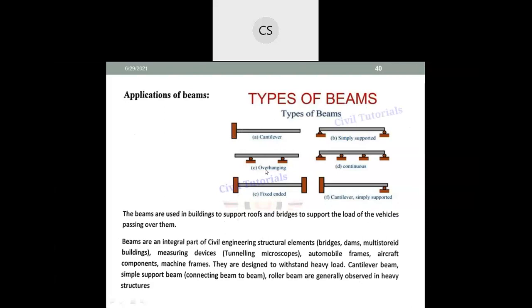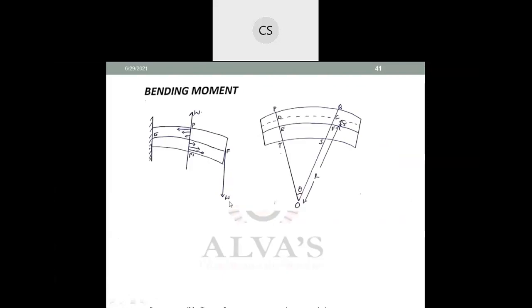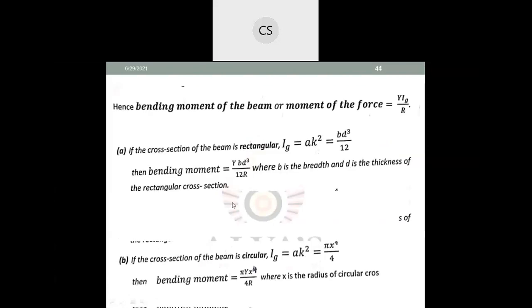The beam is supported with two supports, but not at the ends, but in between. So there will be an overhang. Similarly, continuous beam, that is, the beam is supported at multiple points, more than 2 points. Then another type is fixed ended, where both ends of the beam are fixed. So we have seen this, correct? All right, let us come back.